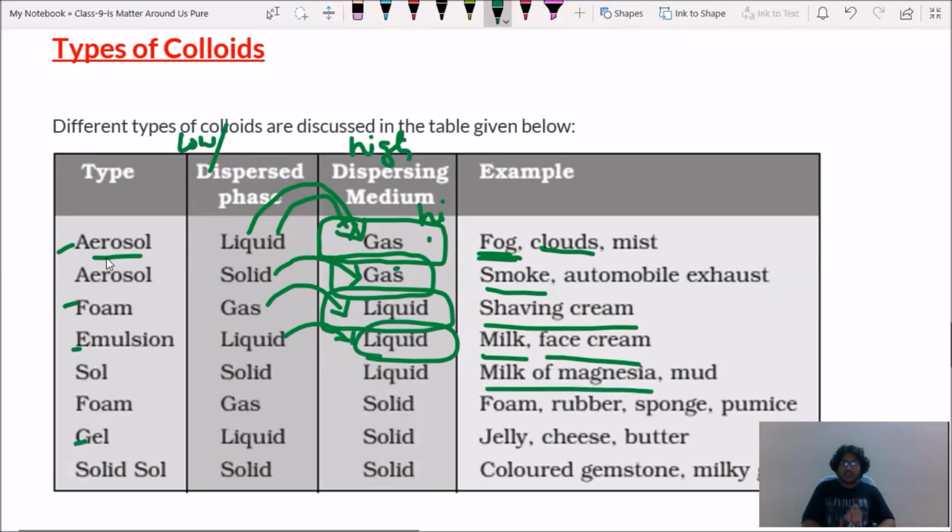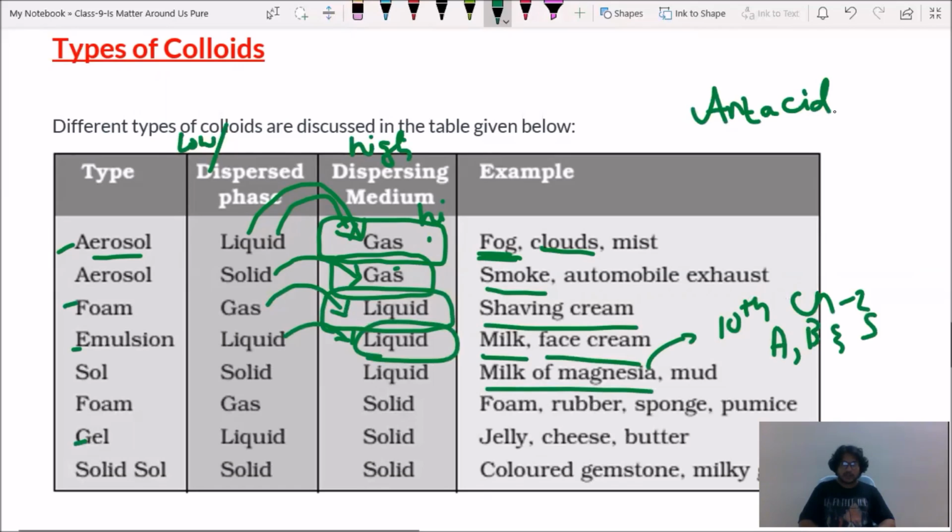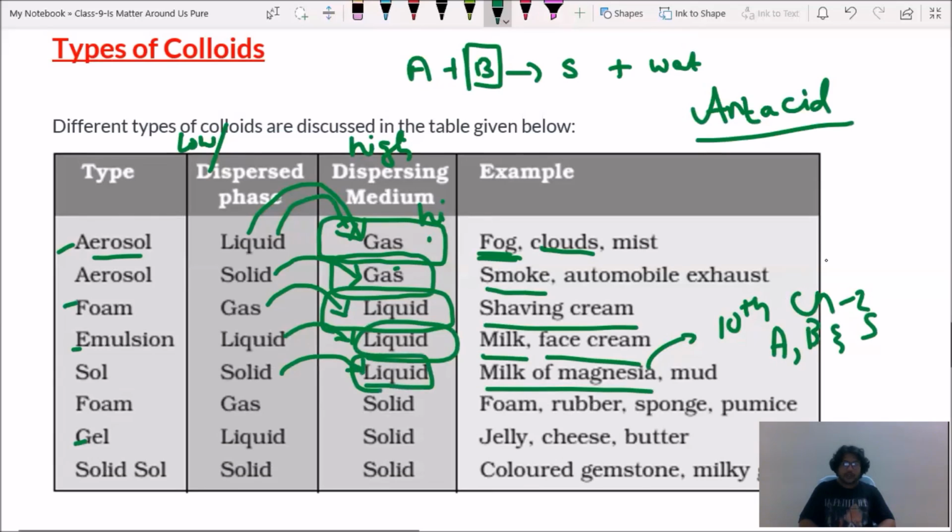Milk of magnesia we'll get in your 10th class chapter 2, that is acids, bases and salts. In that, milk of magnesia is used as an antacid. In 7th class, I think 8th class, you have learnt acids, bases and salts. Acid plus base gives rise to salt plus water, and this base is nothing but an antacid. And in milk of magnesia, liquid is the major component, and we are adding solid to it to become milk of magnesia. Same with rubber and sponge.